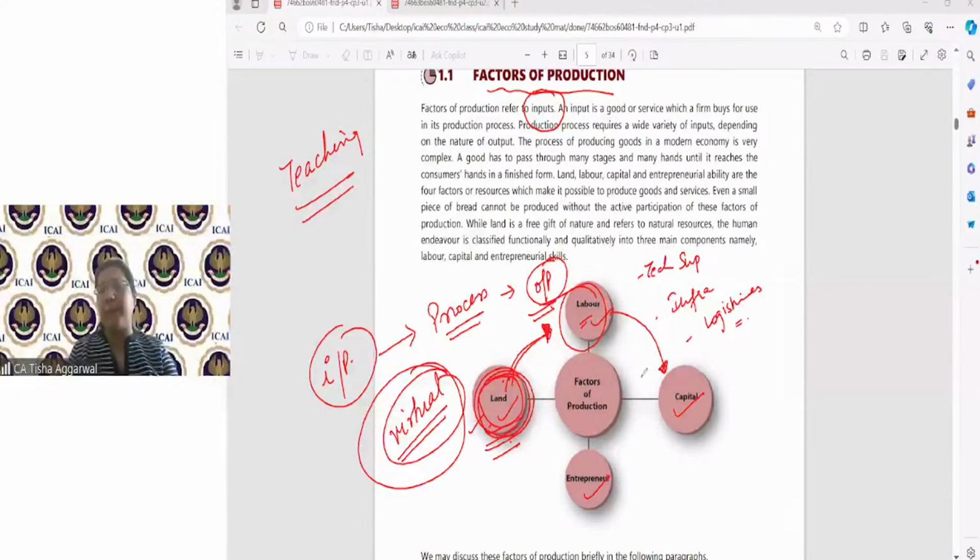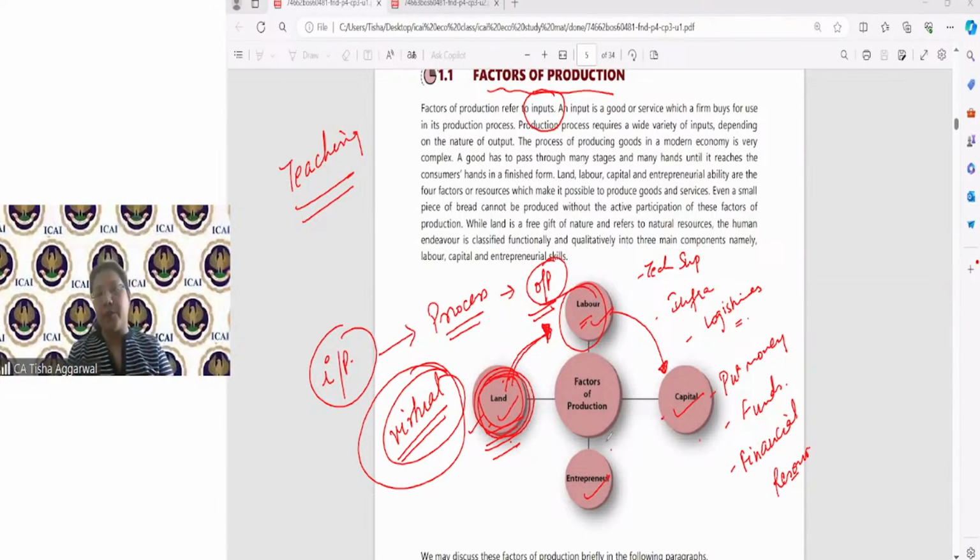When we talk about capital, capital is something wherein you put money, the funds that are required, the financial resource that is required. And that financial resource is primarily required to utilize the resources and to channelize other various resources.